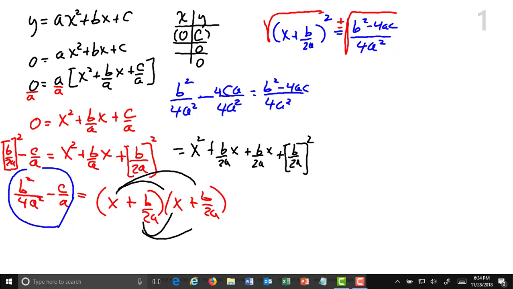So these are 2 copies. Remember, this is raised to the half power. A half power times 2 is just 1, right? So this side becomes x plus b over 2a. Equals, now we can put this as the square root over this, b squared minus 4ac, you see it? Divided by the square root of 4a squared, plus and minus.